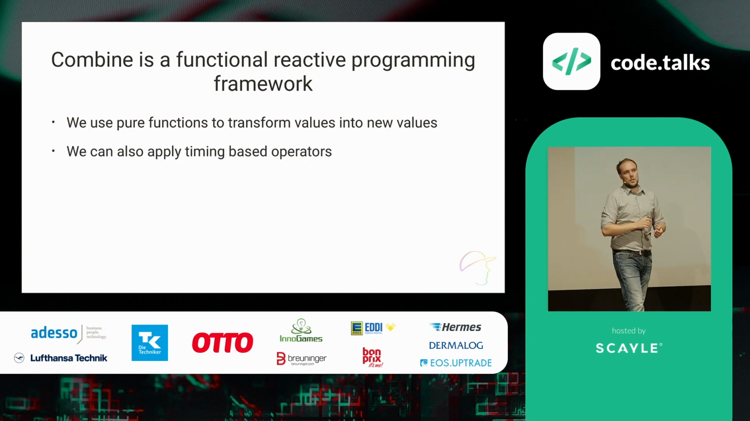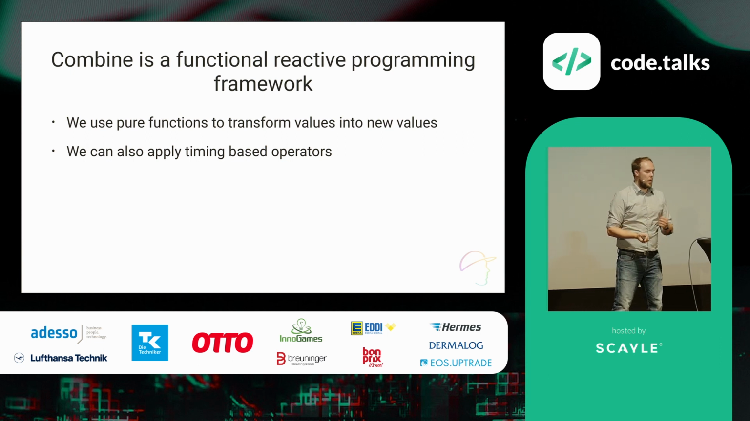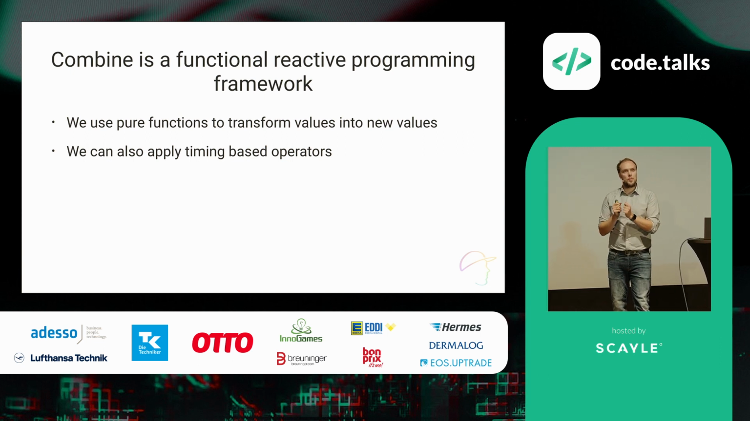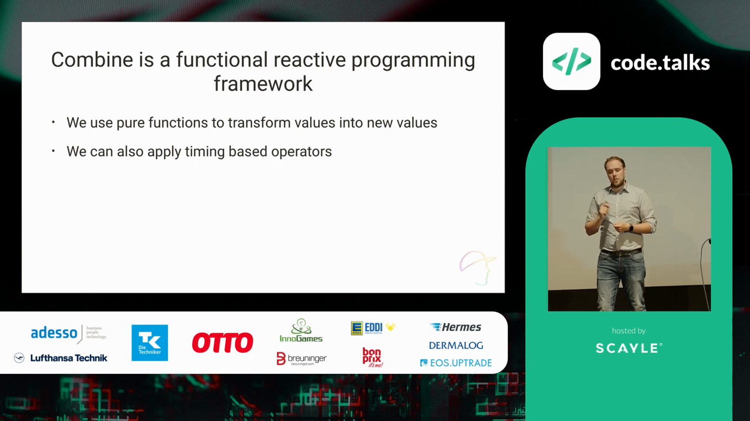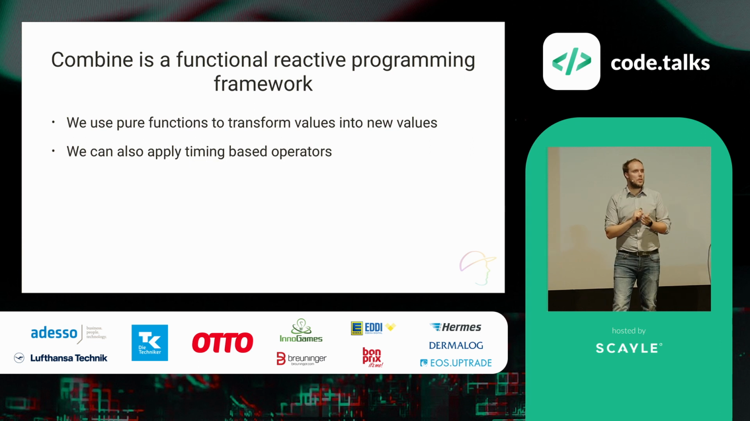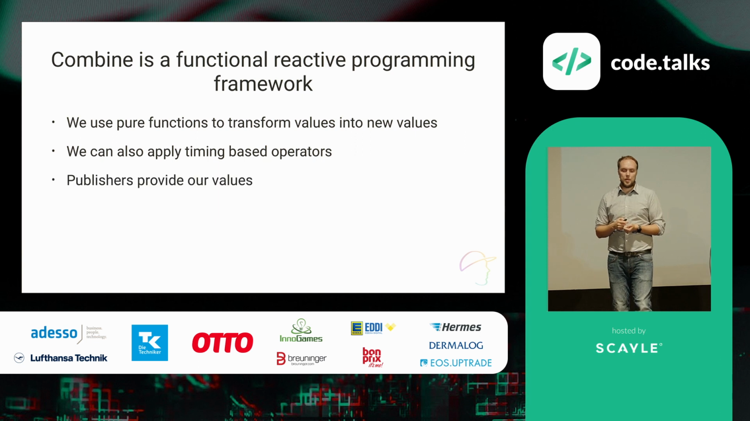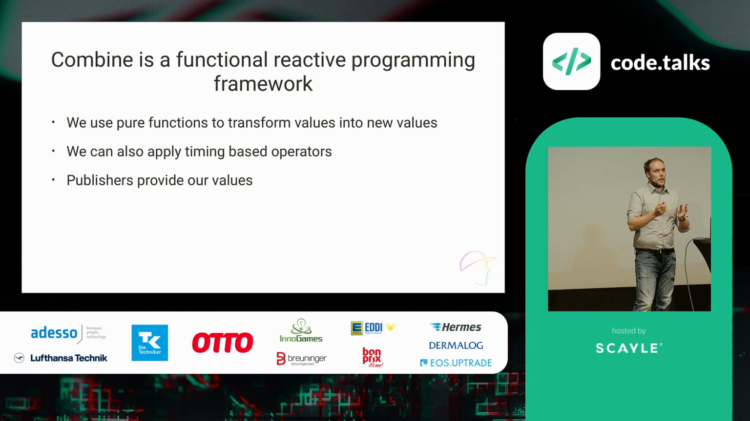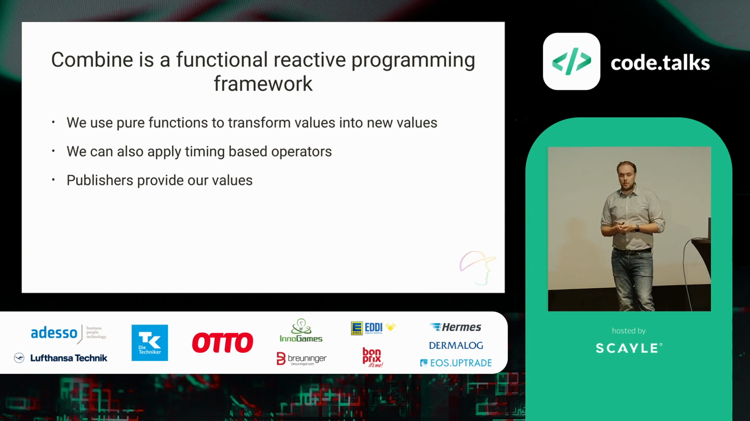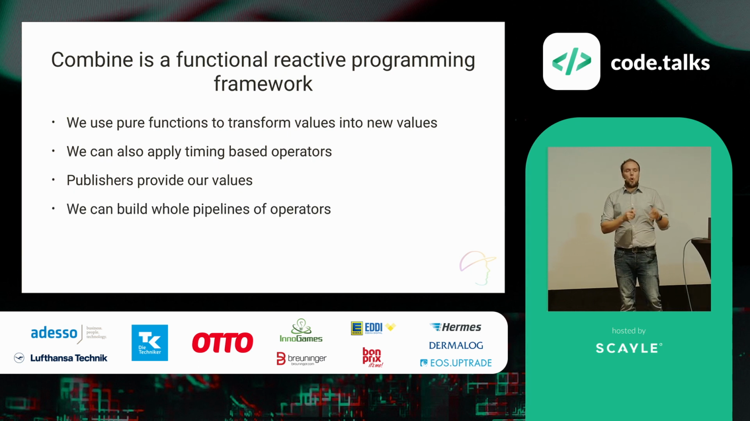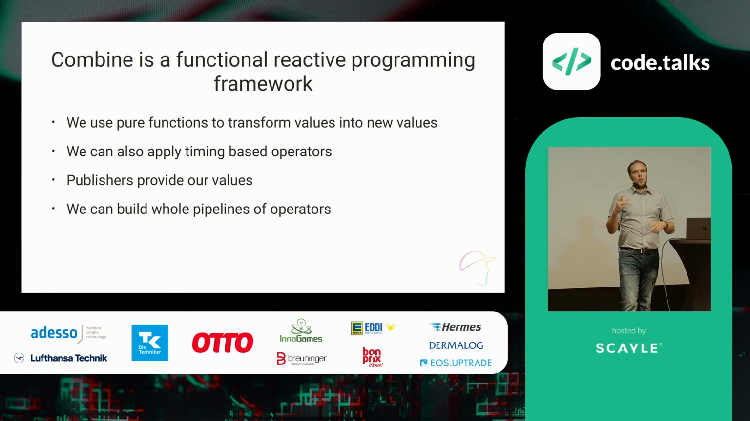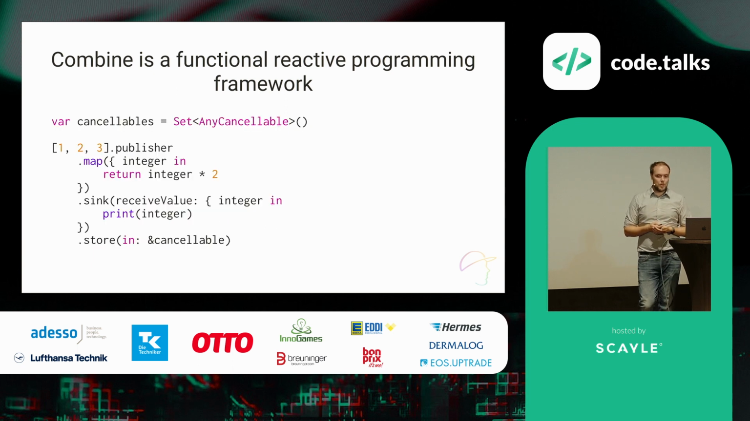You can also use timing-based operators. Right? These, for example, allow you to say, I want to have a search field that's going to be shaped as a publisher, so it's going to be telling me when that search field's value changes, but I want the user to stop typing for about 0.3 seconds before I actually handle what they typed. Just an example of a timing-based operator. Publishers provide us with values. Right? They tell us the current state for some value that we want to observe. And we can build whole pipelines of operators, right? We're not limited to using 1 or 2. We can use many of them. So putting that together in a very small example, we might be looking at this.